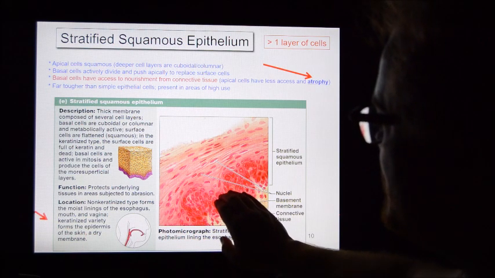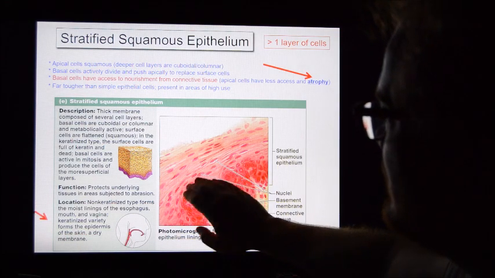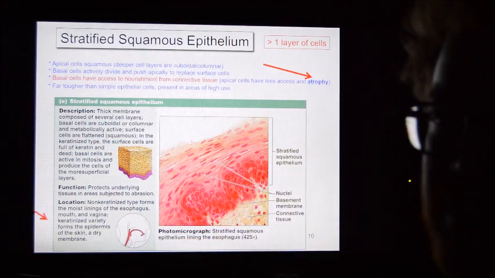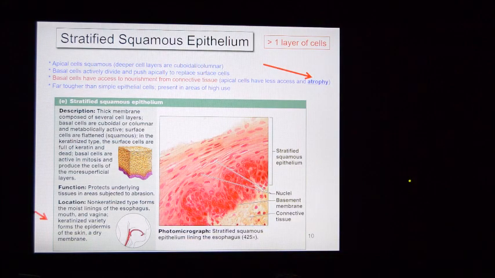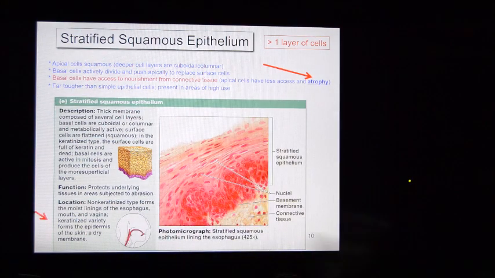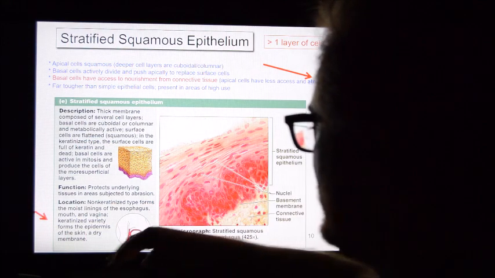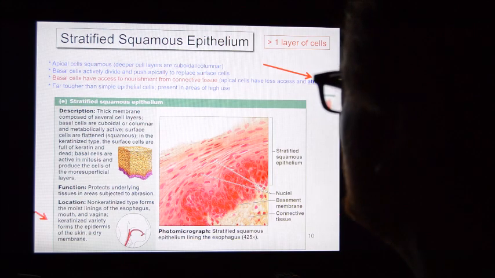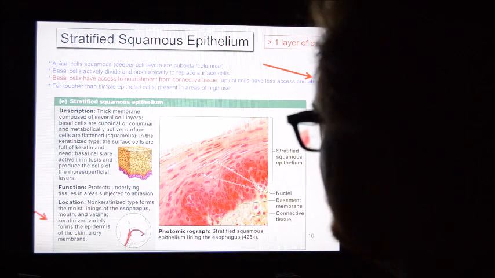And then the further they move away from the nutrient supply, the less healthy they become. They begin to flatten out, and then eventually they die and slough off. Your skin is constantly being made. They go through atrophy, they begin to collapse, and eventually they will slough off and disappear into the world around you. Just in the few moments that you've been listening to this lecture, you've lost hundreds and hundreds of skin cells. Thousands by the end of the lecture. Because they're constantly sloughing off, as is their way. Good. Stratified squamous epithelium, this is indeed your skin.